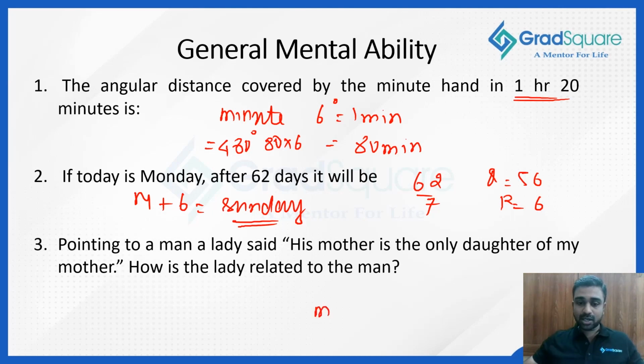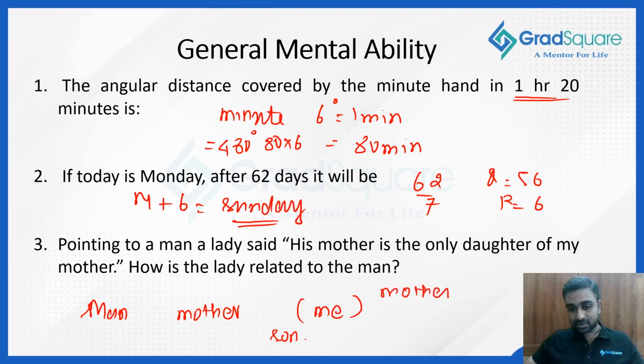It's me. So I am the mother of this man. So how is the man related to the mother? Son. Okay, so my mother's daughter is me. So I am the mother of this man. So that man is my son and I am the mother to that man. So mother will be the answer to this question.